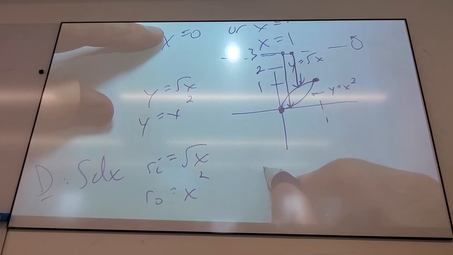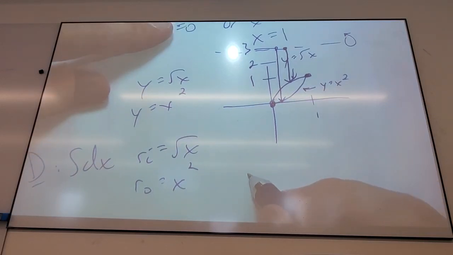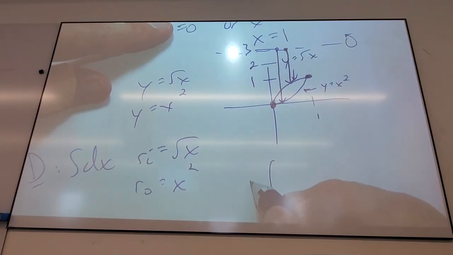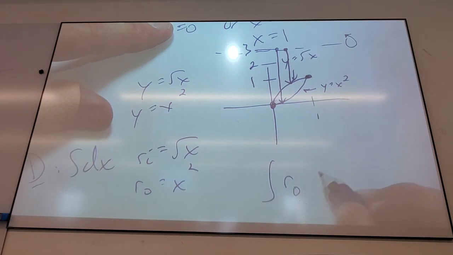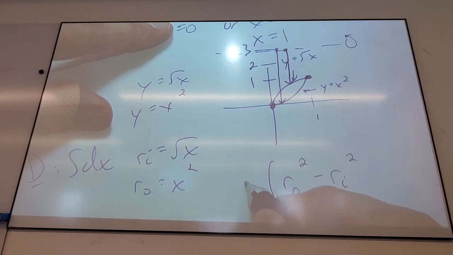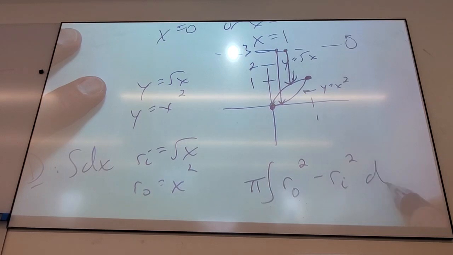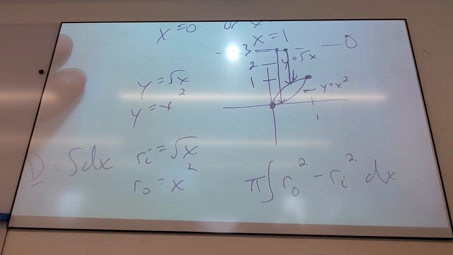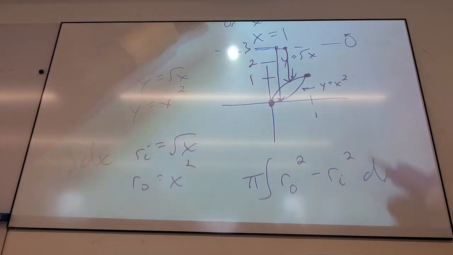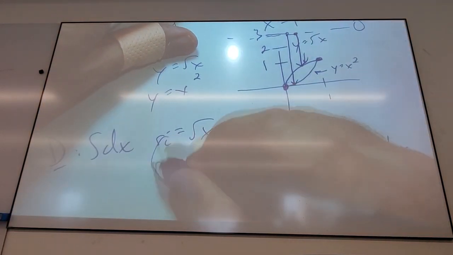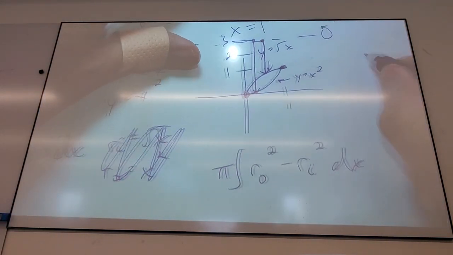So then how does this get set up? What's it look like? We do outer minus inner. Our outer squared, minus inner squared, because it's based on pi r squared, right? Do you have to worry about the fact that the axis is at 3 at all? Oh, I'm being silly. I'm not even really doing what I'm supposed to be doing.